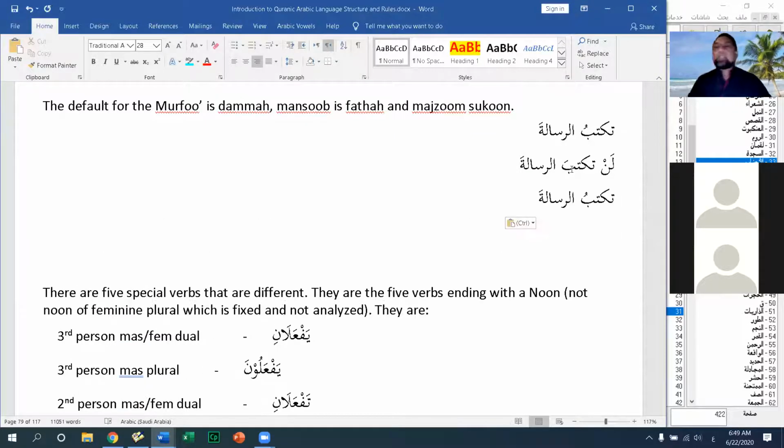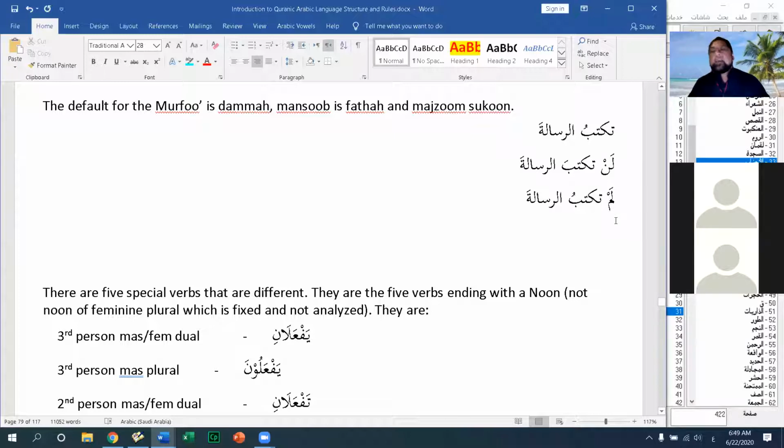Let's copy the sentence again. If we were to say lam, you never in the past wrote the letter. You did not write the letter in the past. We take the present tense verb. So there are two ways to say you did not do something in the past.